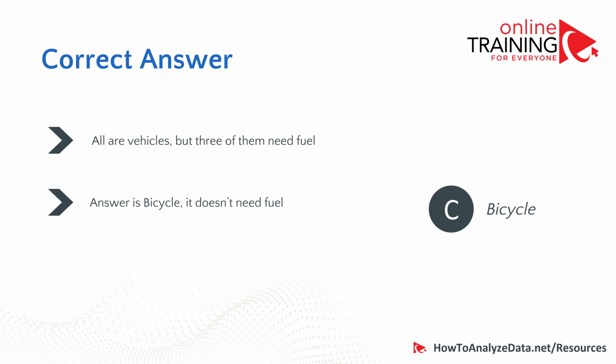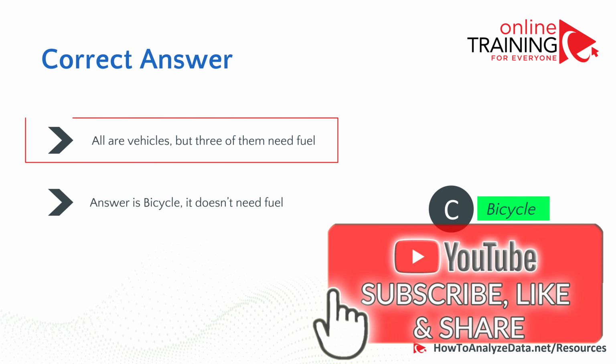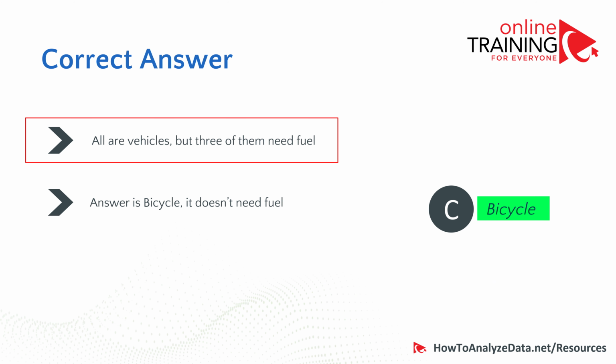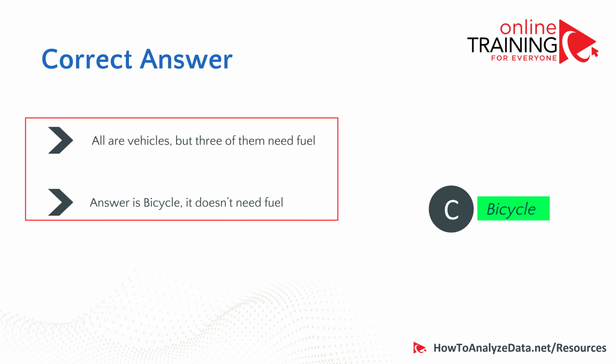And as you might have figured out, the correct answer is C, which is bicycle, because all of these 4 choices are vehicles, but 3 of them need fuel. So the answer is the bicycle, which doesn't need fuel, which is not like all of the others. Hopefully you've got this one right.